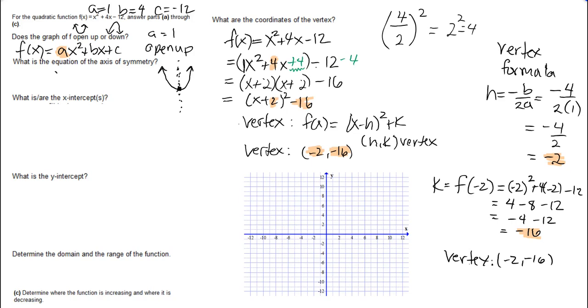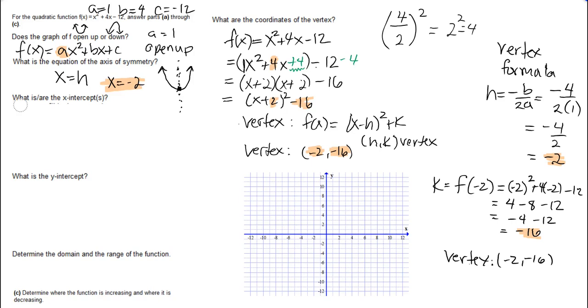And the equation of a vertical line is x equals. And since it passes through the vertex, we're going to use the x-coordinate of the vertex, h. So x equals negative 2 is the axis of symmetry for this example.